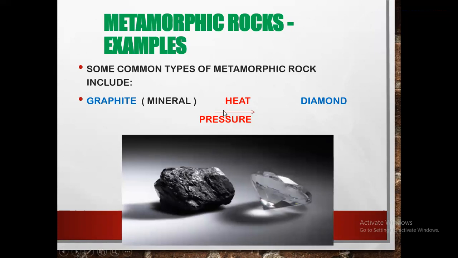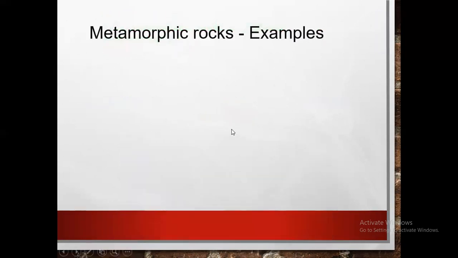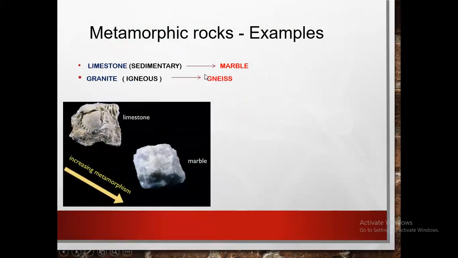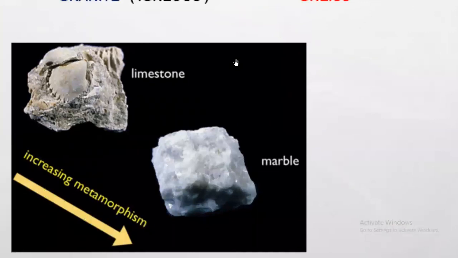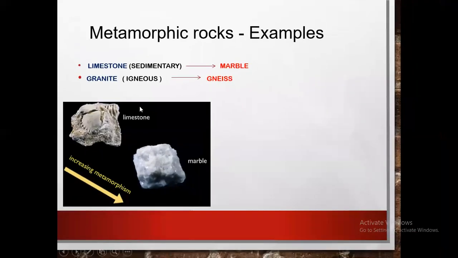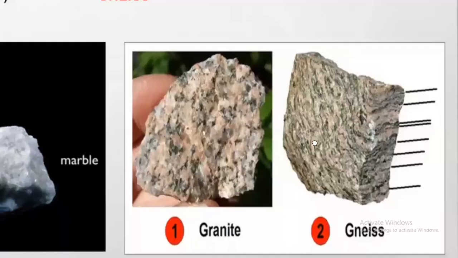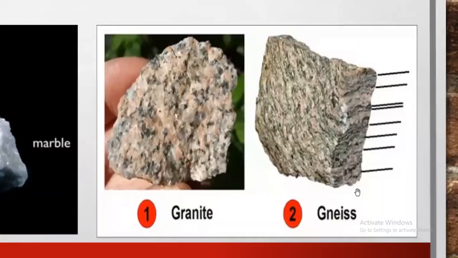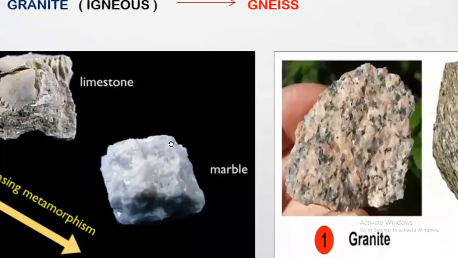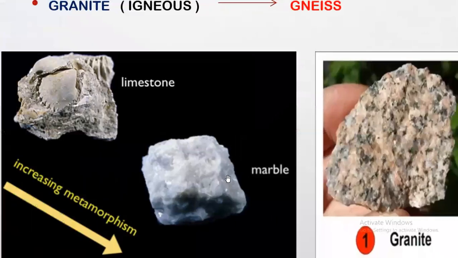So heat and pressure are the two main forces responsible for changing a type of rock into metamorphic rock. Limestone, the sedimentary rock, when it is exposed to heat and pressure, will become marble. If you went to the Haram before, at Mecca, the white ground at the Haram is made of marble, white marble especially. Granite, which is an igneous rock, when exposed to enough heat and pressure, will change into gneiss. It's a metamorphic rock, and that's changing from igneous into metamorphic. And limestone to marble is changing from sedimentary into metamorphic.